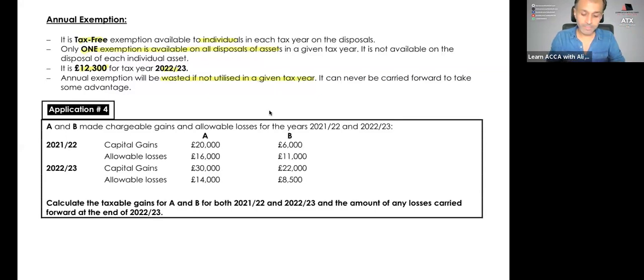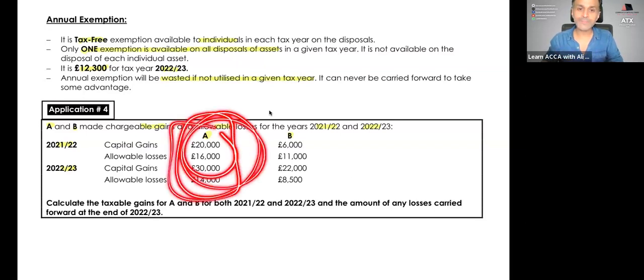So A and B both have made their gains and losses for those 2 tax years. In chronological order, we start with the previous tax year first, then come to the current tax year. These are the 2 individuals, so I'll go case by case, individual by individual. Let's just pay attention to this side only. This is Mr. A.